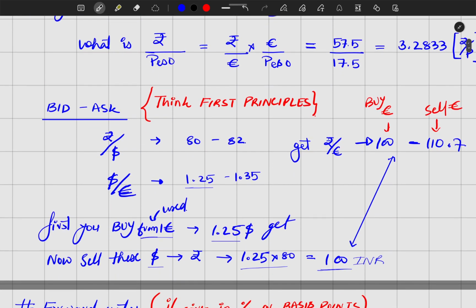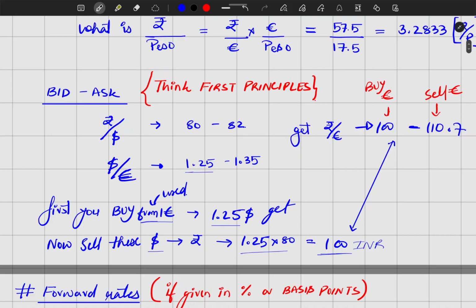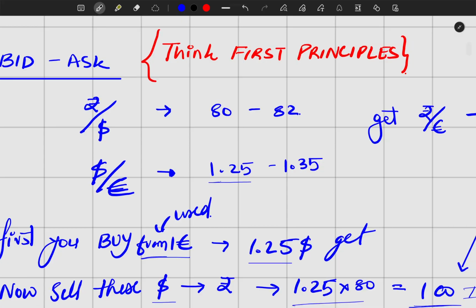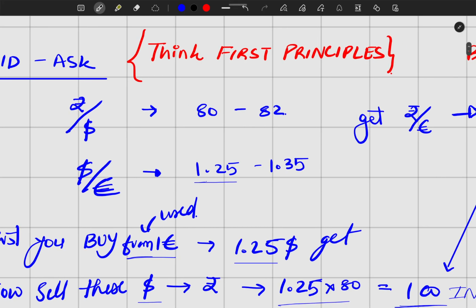We'll skip directly to the bid-ask cross rates. So let's say you have rupee to dollar, that's 80 to 82, and dollar to euro, that's 1.25 to 1.35. What do you interpret? You want to get to, let's say, rupee to euro. So what do you do? You start with 1 euro. You have 1 euro and you want to get dollars from it. How many dollars would you get? You get the bid rate. So you get $1.25.